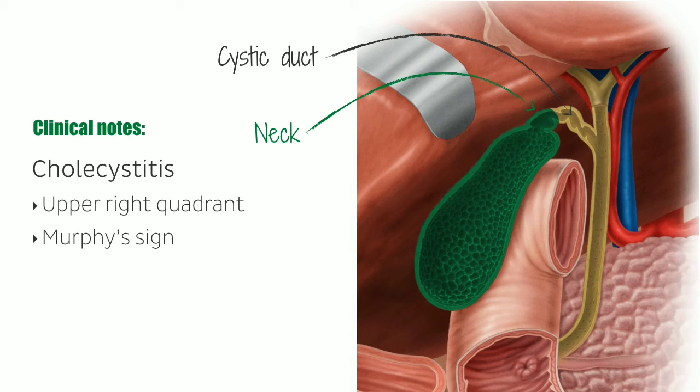Cholecystitis is often treated with antibiotics and pain relief. However, if this doesn't improve the patient's symptoms, or the patient has recurrent gallstones, removal of the gallbladder may be indicated. Removal of the gallbladder is called cholecystectomy.